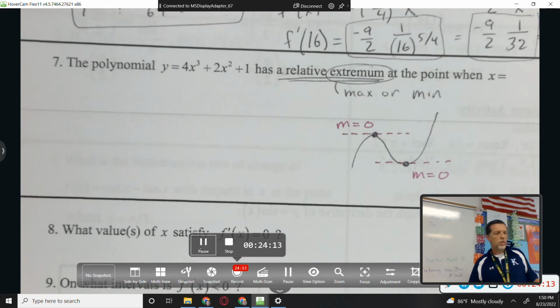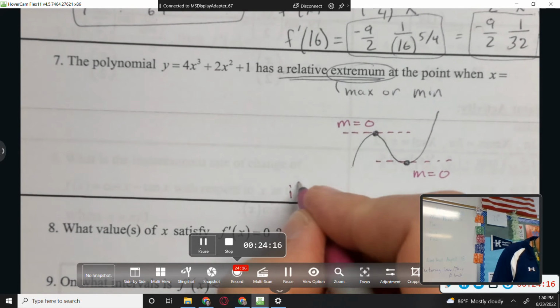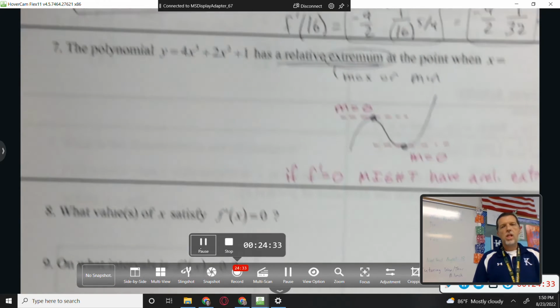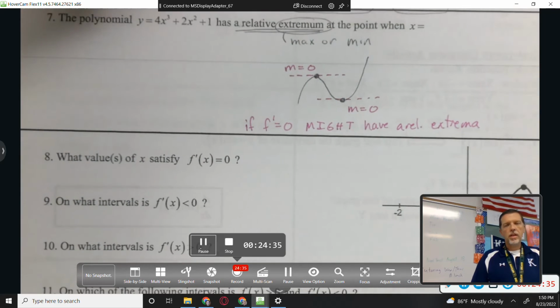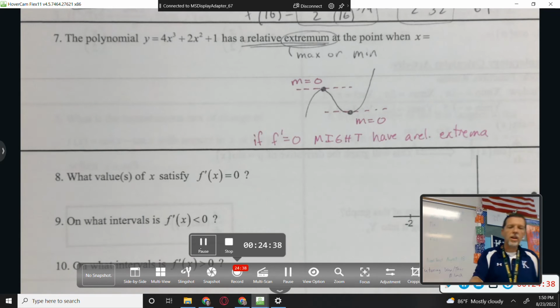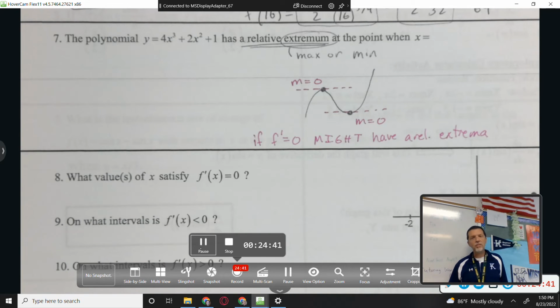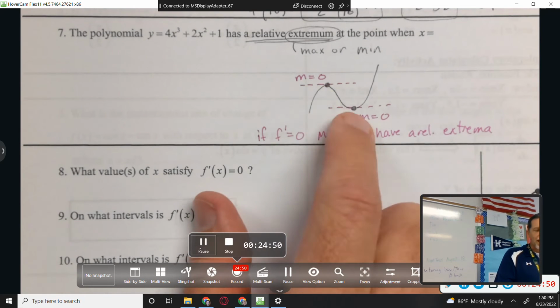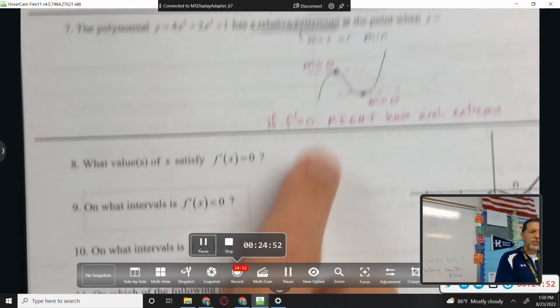So okay. If f prime is 0, you might have a relative extrema. This gets to be a little bit tricky later. The might comes a little bit later, but for now, we can say if you're at a max or a min. No, I can't say that because it might be a cusp. There's a connection between slope is 0 and having a max or a min. It's not always a one-to-one connection, but it's pretty close.